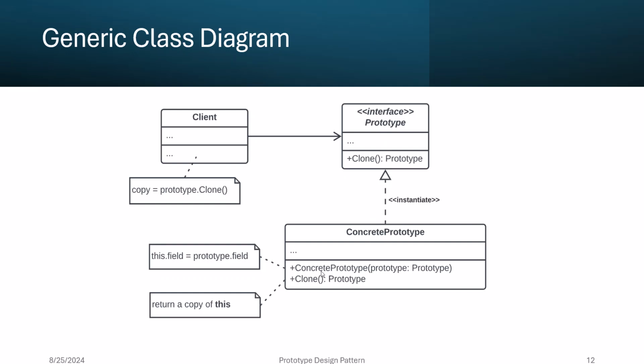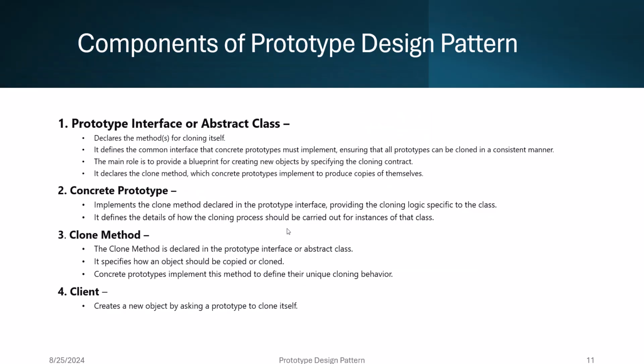One example is this concrete prototype, which will always return the type prototype and which will implement the clone method. Now this will have some field values and return a copy of this. With clone, we will return the copy of this class. Now client will call the prototype dot clone method for the type of prototype interface. So the different components are the prototype interface, the concrete prototype, client, and the clone method.